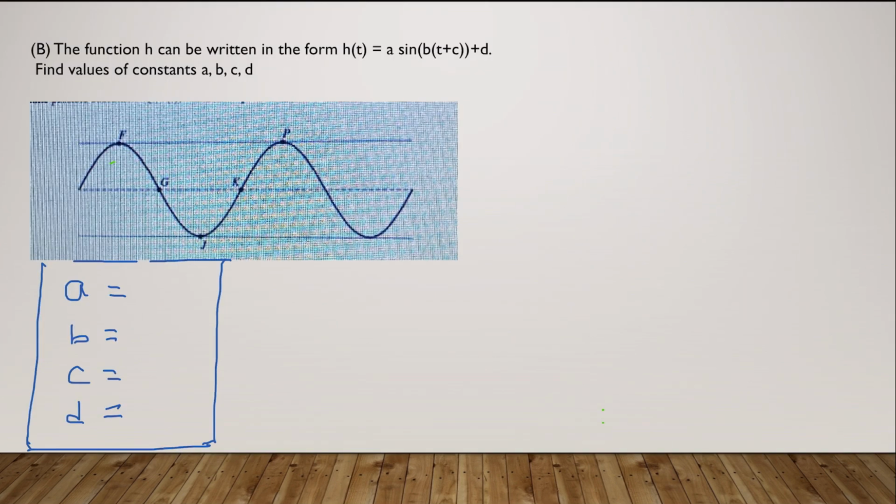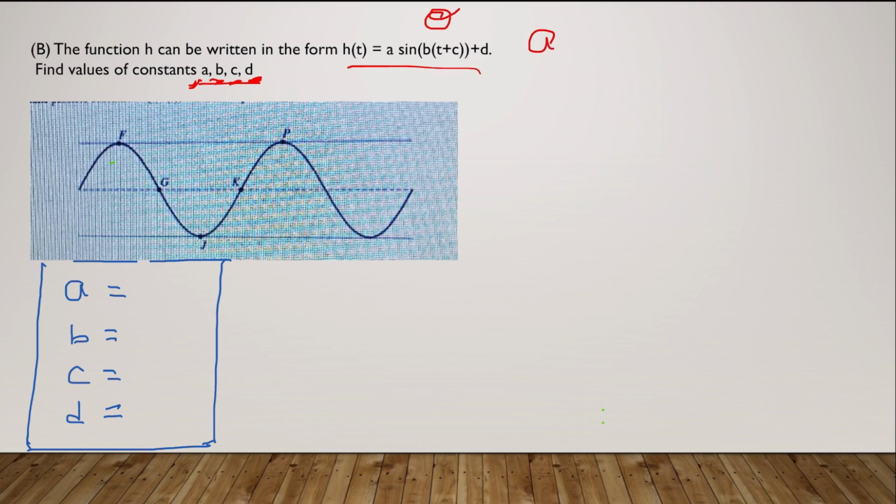Now in part B, they ask us the function h can be written in the form h of t equals a times sine of b times t plus c, plus d, where our concerned angle is t. It would be better if they give that as a theta, so students are clear with the constants, but nonetheless, they mention to find the values of a, b, c, and d. Now we have learned before that a is the amplitude, b is the frequency, c is the shift, and d is the midline. So whenever you're dealing with these questions, go from the beginning and answer them independently.